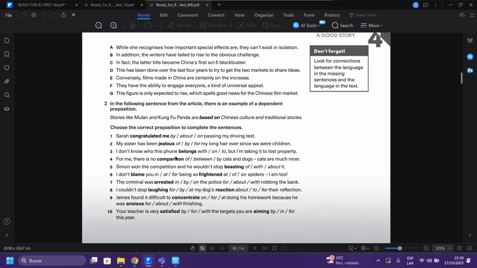No. As I told you, whenever you are going to use frightened, it's frightened of. Frightened of, no more. Always, always, always. And if I have a verb like that, I have to use of? Yes, of. And remember, this is so important.